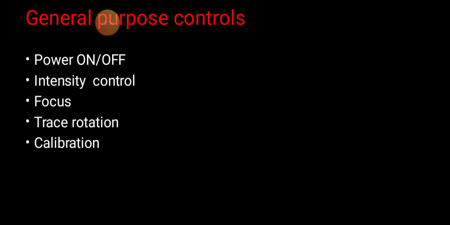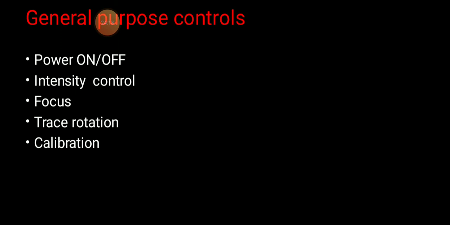First one, power on off. The name itself indicates that the on off controller is used to turn on or off the CRO. So for CRO turn on and off purpose, you are going to use that power on off. With this switch, we can turn on off the AC supply that is connected to the CRO. So whatever AC supply is there, that will be directly connected to your CRO.